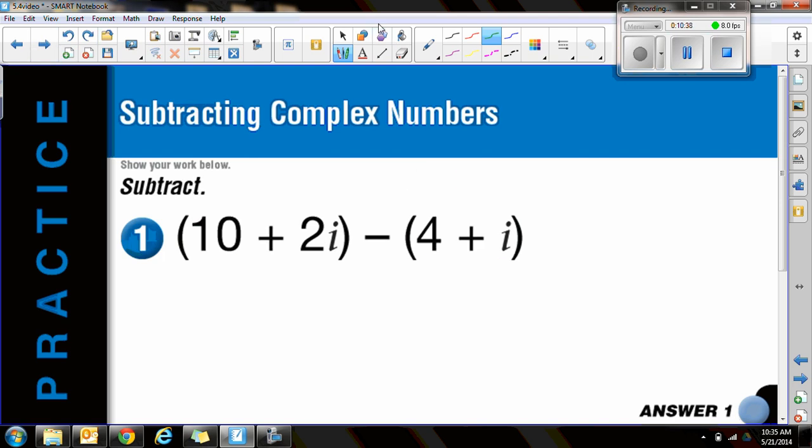Much like adding, we can also subtract. Same format, same method. So here we go. 10 minus 4, we'll subtract our real parts to get 6. And 2i minus 1i leaves me with a positive 1i, which means subtraction of these two complex numbers leaves me with 6 plus i. 6 being the real part, i being the imaginary part.